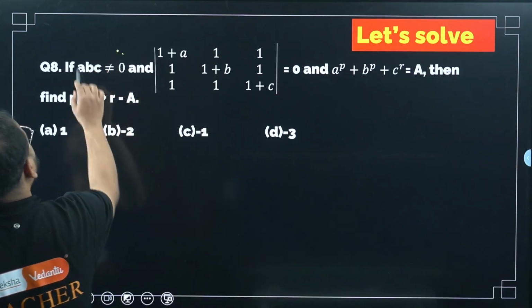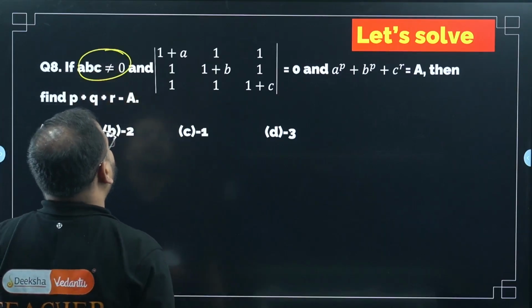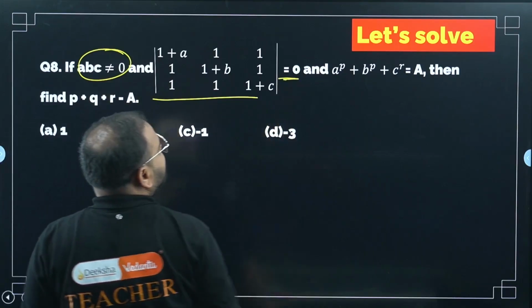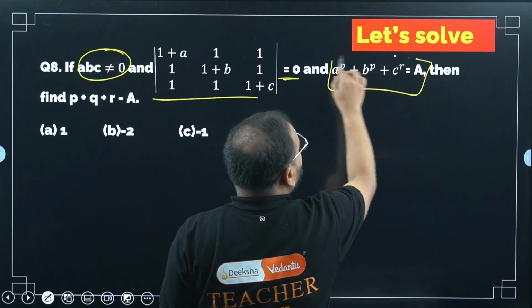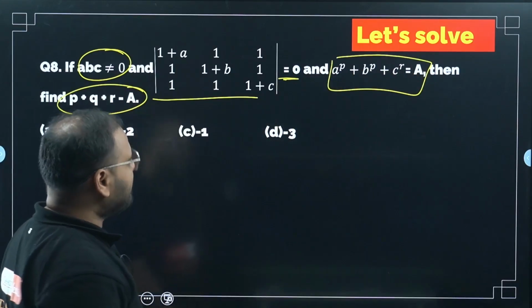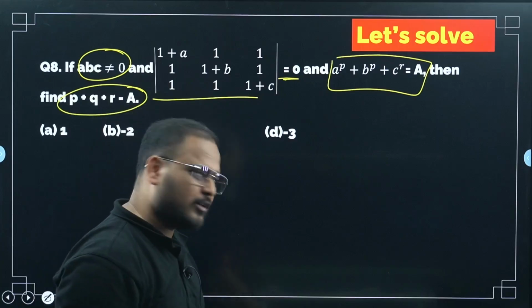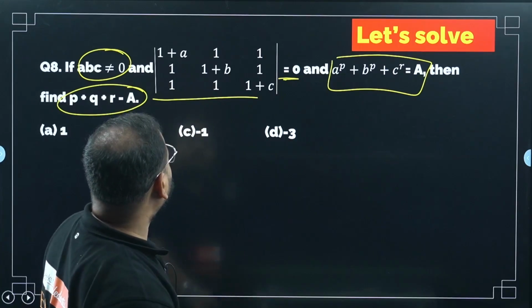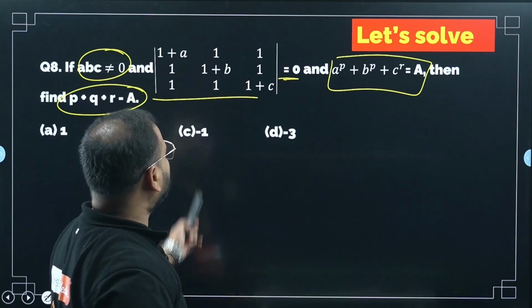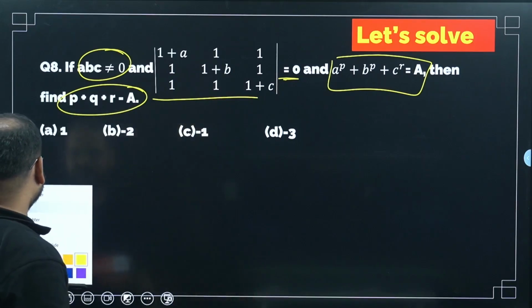Okay, sir. They are saying that ABC is not equal to 0, and this determinant is given equal to 0. Then they have also given that this condition is true. Then find this value. This will be little calculative, I think. So let's try to solve it quickly again. So we'll take from the determinant only what they have given. How will I solve it? I don't have to write the determinant again. I can take it like this.